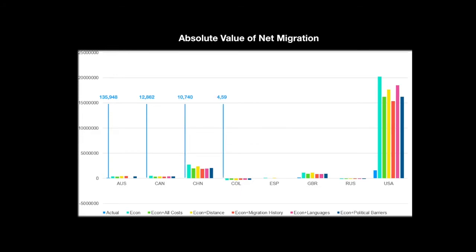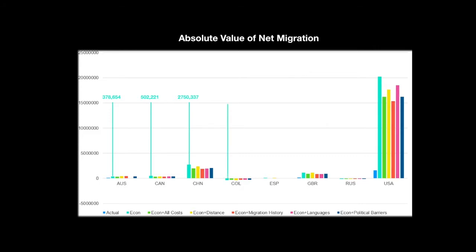The first bar is the actual number of net migration. The second is the result if we only consider the earnings and disregard the cost. It's easy to notice that this bar has the largest difference from the actual number. But if we take the cost into account, the predictions become much closer to the actual. Then we evaluate each factor of cost. We can tell the migration history is the most effective.